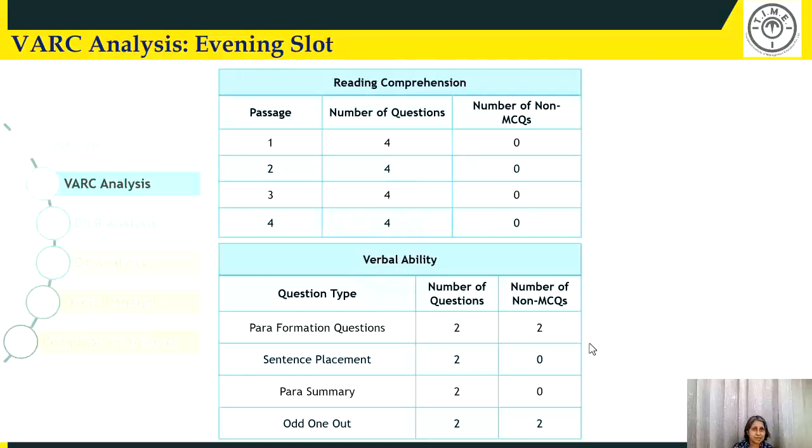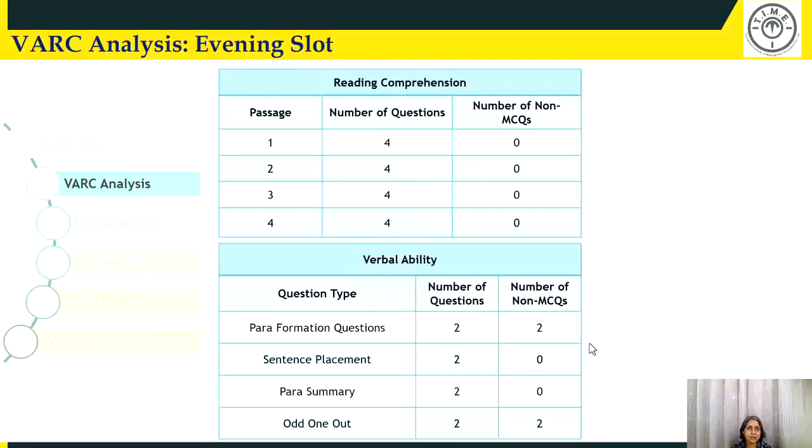So typically this is what we expect, that the para formation or sequencing or para jumble as it is called, these kind of questions are typically type in the answer type. So that was what happened this year also. And odd one out are also normally type in the answer type. So we had 2 questions each of these varieties, and sentence placement and para summary also 2 varieties each.